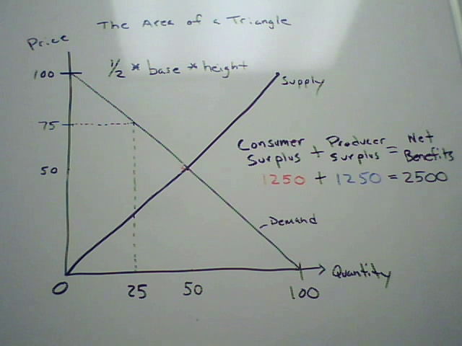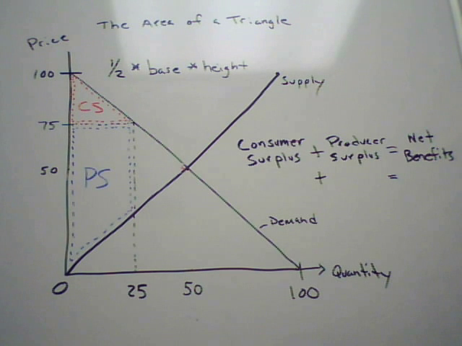Suppose that we impose a price floor and set that floor at $75. At $75, the quantity demanded is 25. And we want to evaluate at this price and quantity, what are the net benefits to society? So again, we have to go back and find out what is consumer surplus, what is producer surplus, and then combine those two to get to net benefits.